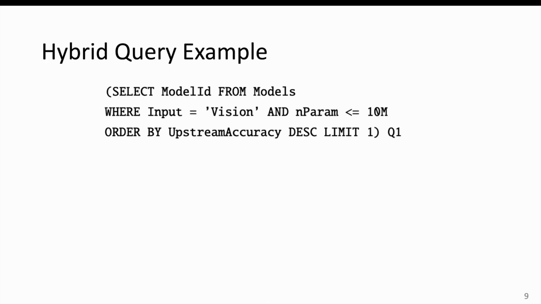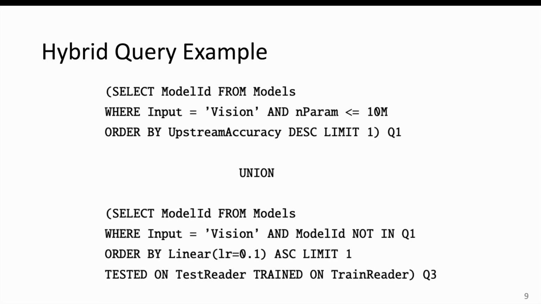Let me give you an example of such a hybrid query supported in Shift. In this example, in the first part, we want to get the best model for the vision domain with at most 10 million parameters based on the upstream accuracy. Now we also want to include a second model, which is not the same as the one retrieved by Q1, based on the best linear classifier accuracy.